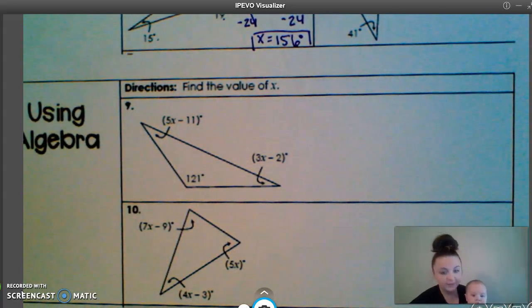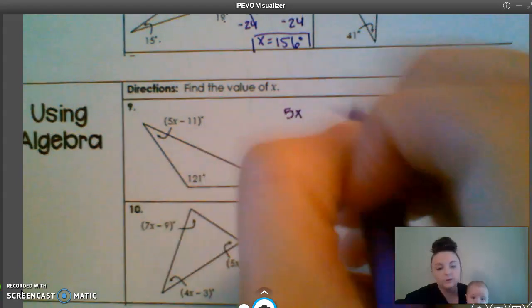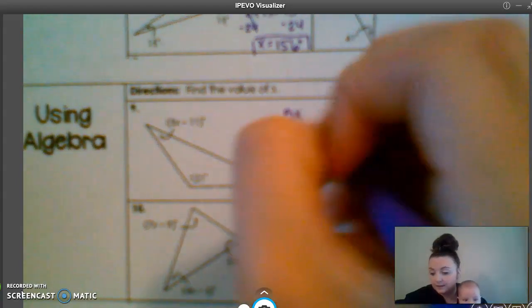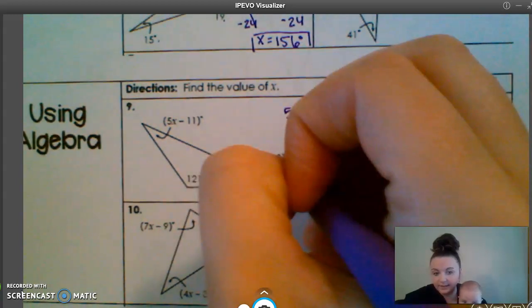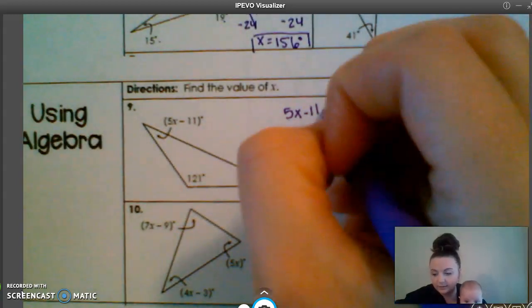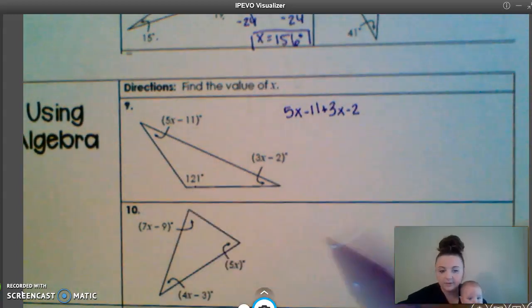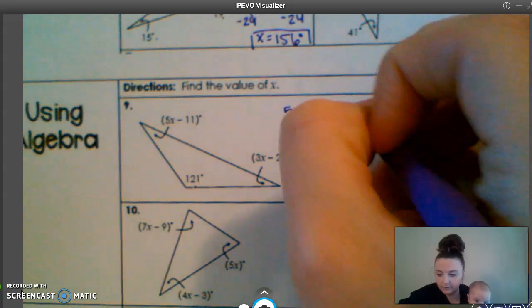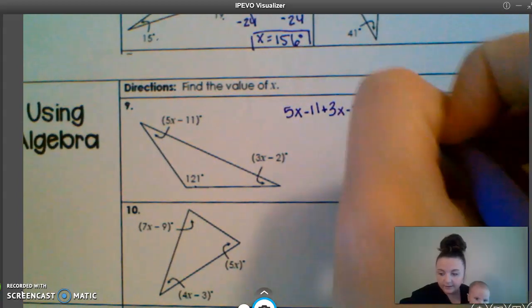Again, what we're going to do is we're going to add up all the angles, not sides. I'm sorry, I apologize. So 5x minus 11 plus this angle. So this angle down here is 3x minus 2. So plus 3x minus 2. And then I've got this other angle, plus 121. And that's going to equal 180 by definition.